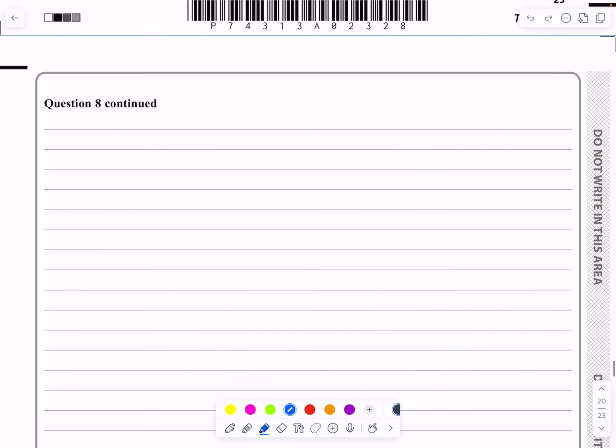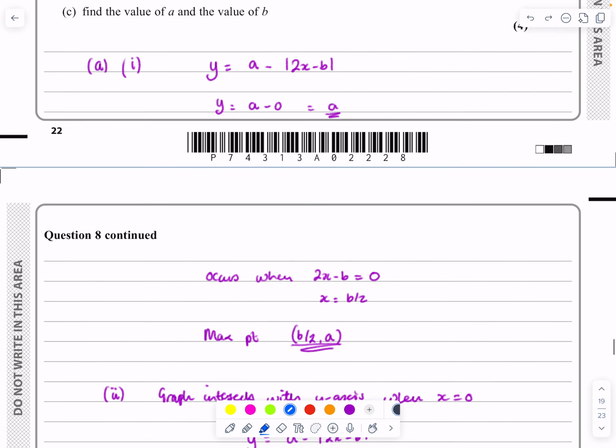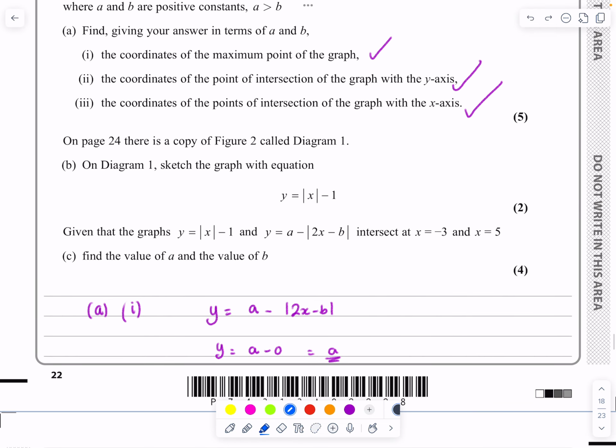Let's just go back and see what they wanted. On the diagram, sketch the graph with the equation, just 2 marks for it. Okay, so they haven't said anything else from that. And then they say, right, this is quite complicated, this last part. So they say, right, okay, once we've got that, these two graphs are going to intersect at x equals minus 3 and x equals 5. Can we then find the value of a and the value of b, if they intersect at that point?